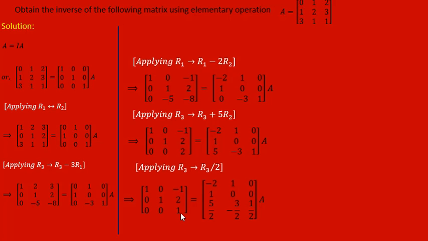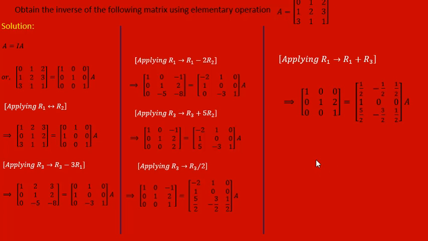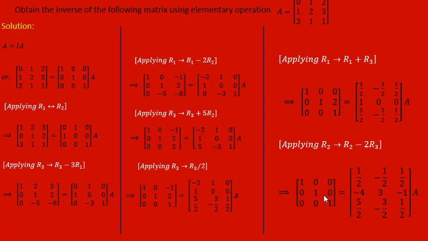Now after this is now 1, what do I have to do? I have to make this minus 1 as 0 and this 2 as 0. So what we will do? On R1 we will add R3, and on R2 we will subtract 2 times R3. So let us do that. On R1 we will add R3, so we will get this matrix, and on R2 we will subtract 2 times R3, so we will get this matrix.